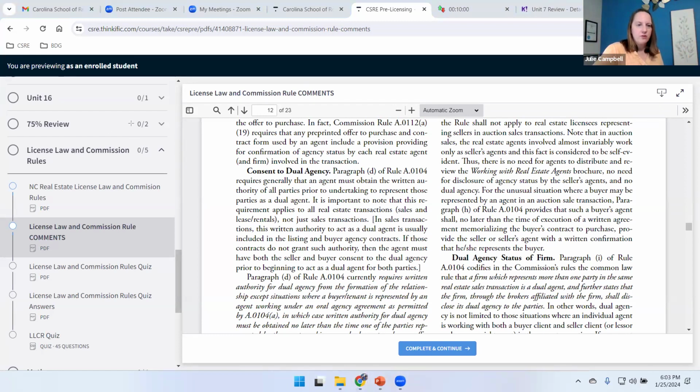And there is a folder. I'm in license, law, and commission rule, and it is specific, the comments. And I would encourage you guys to please start looking this over now. And you're going to see a lot of familiar stuff in here. Now, more to come.